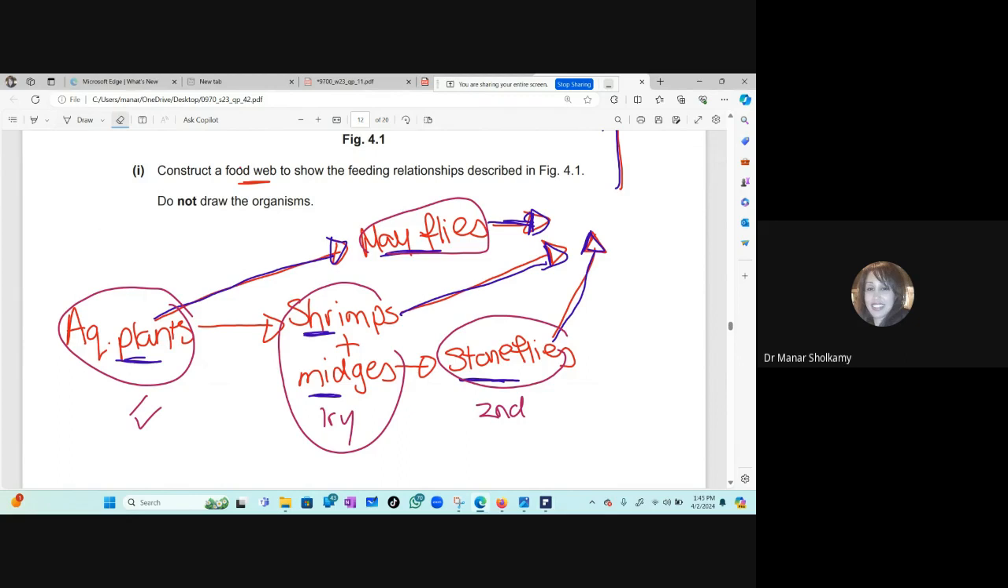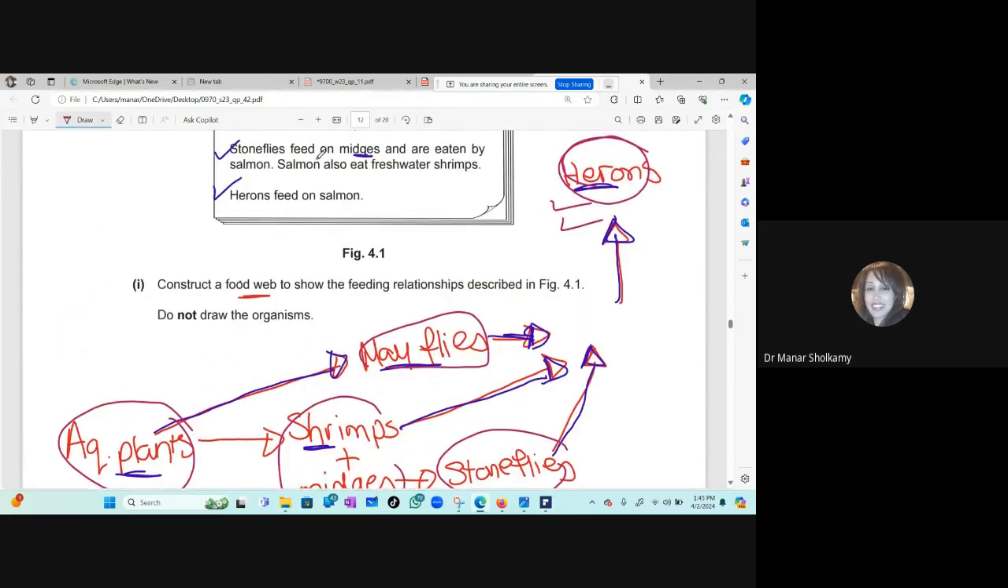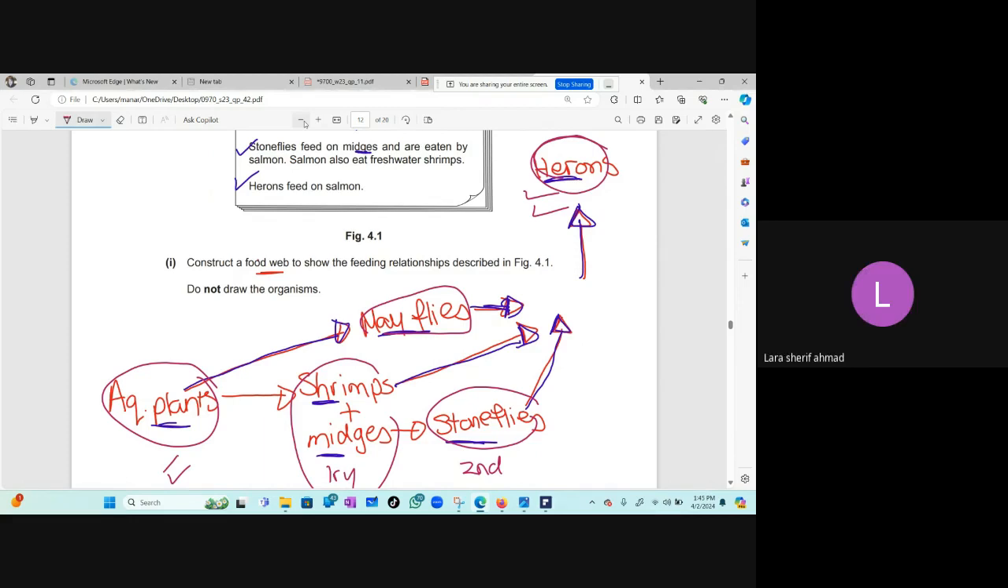How will this affect the remaining organisms? Can you tell me? The mayflies and stoneflies and the shrimp and midges will increase. You are correct. So the mayfly will increase because it will not be eaten by the salmon. And the stonefly will increase because it will not be eaten by the salmon. And also the shrimps.